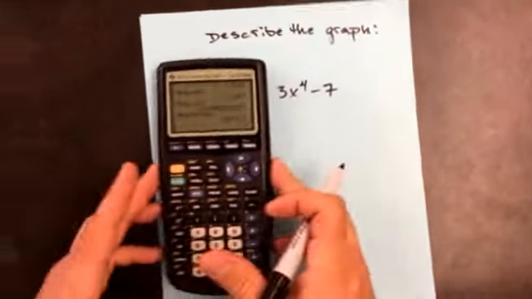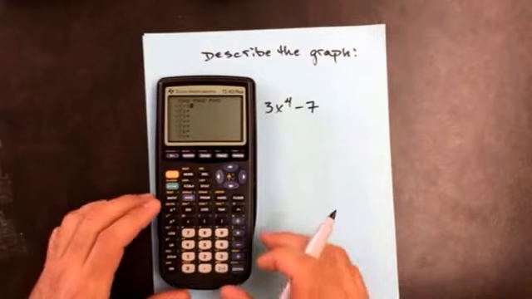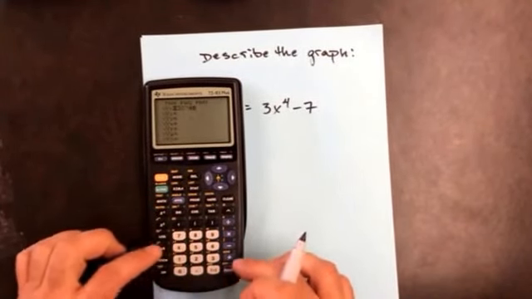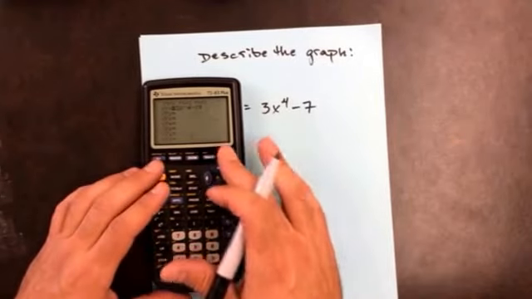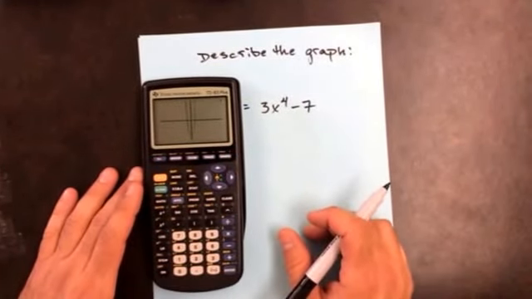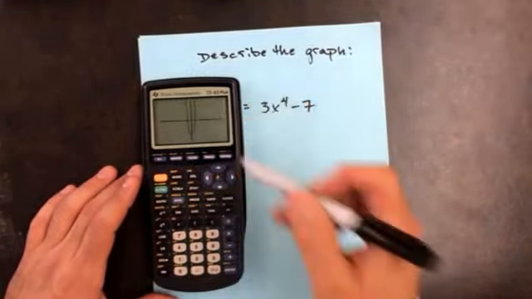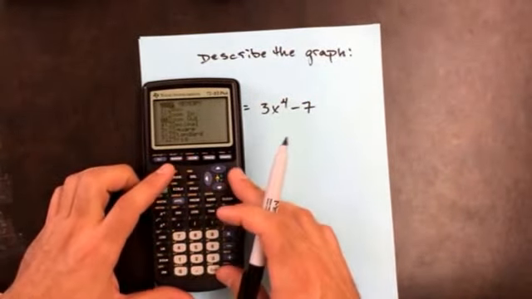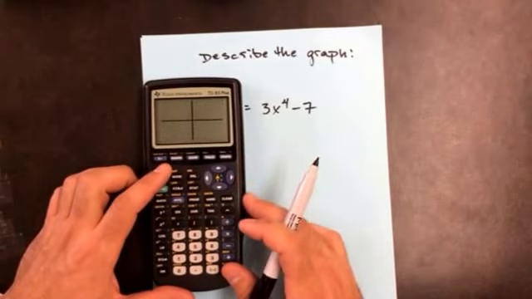I'm just going to type that into my calculator. I'm going to go to the y equals, and I'm going to put 3x to the power of 4 minus 7, and then I'm going to look at the graph, and I'm going to see what happens. So this actually didn't show me enough of what happened. I have to zoom out, and I'll tell you why in a second.